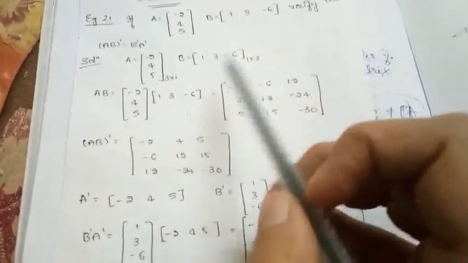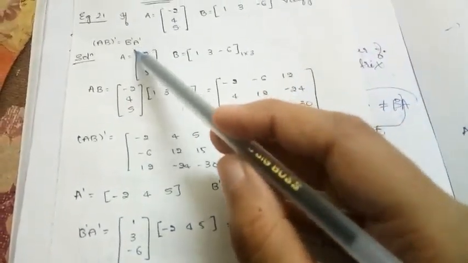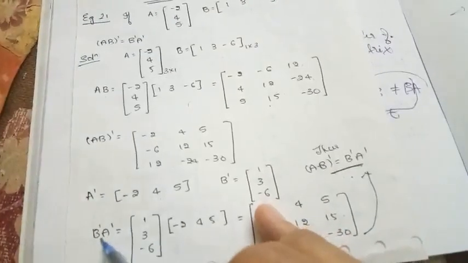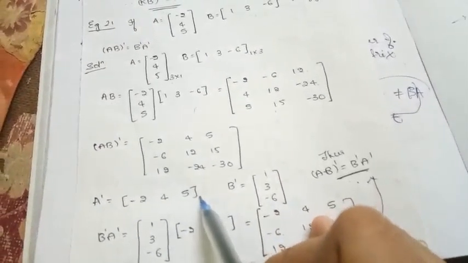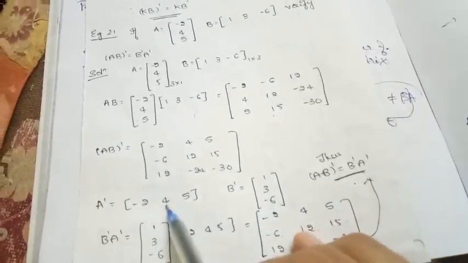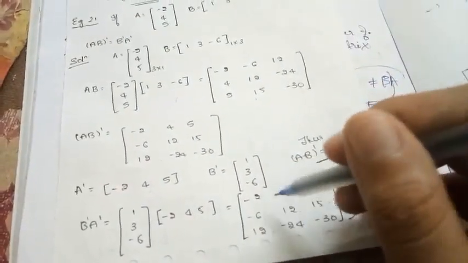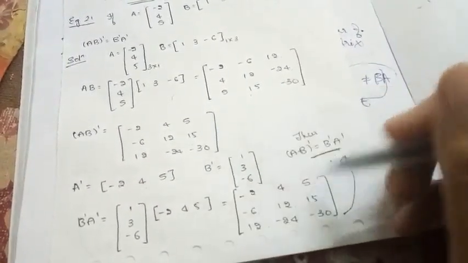Then next, to get B transpose into A transpose, we must have the values of B transpose and A transpose. So first I find out A transpose and B transpose. Then I multiply B transpose and A transpose. Whether it is defined, obviously it is defined. This is of order 1 cross 3 and this is of order 3 cross 1, so the 1 and 1 match. So multiplying, we will get the matrix. Again, you can compare AB whole transpose and B transpose into A transpose. Both are same. Thus we have verified that AB whole transpose is equal to B transpose into A transpose.